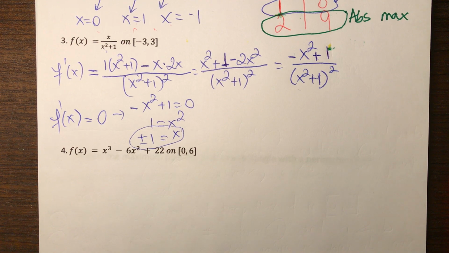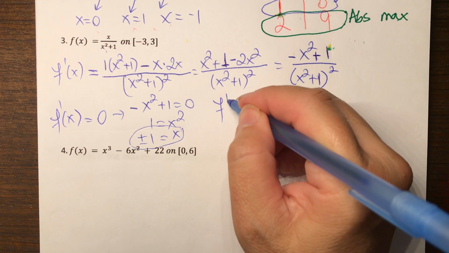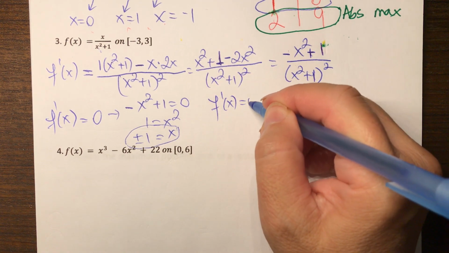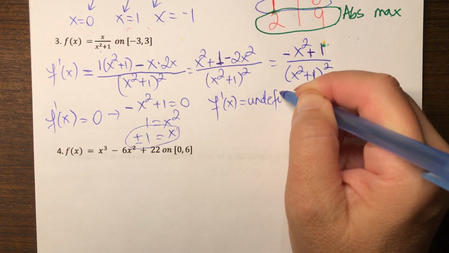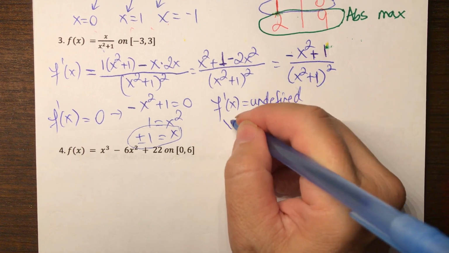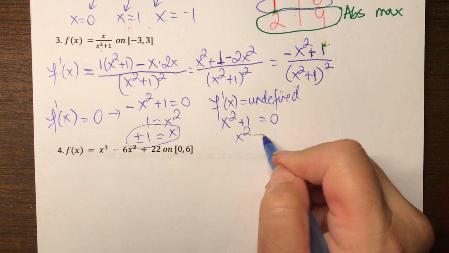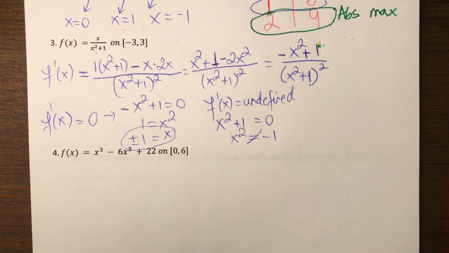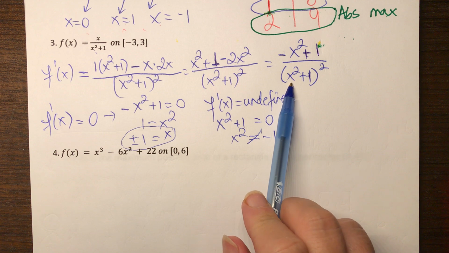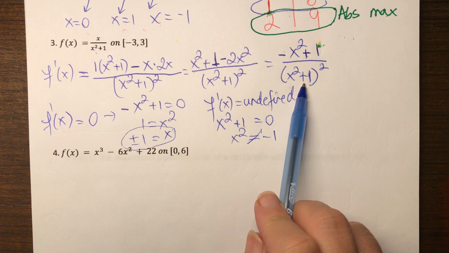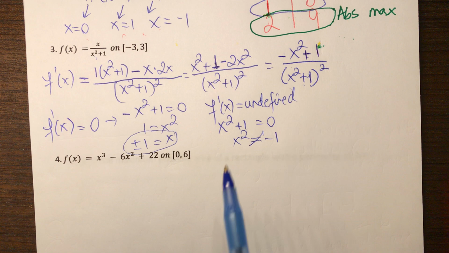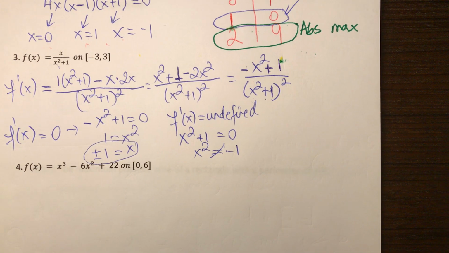Good. Can this derivative be undefined? Yes, if the bottom is 0. So can this x squared plus 1 ever be 0? The answer is no, because x squared can never equal negative 1 when it comes to real numbers. So if anything, that's not possible. So the bottom is never 0, right? This is a positive. Plus 1 is always going to be more than 1, so it's never going to be 0. Okay, so let's find our y values.